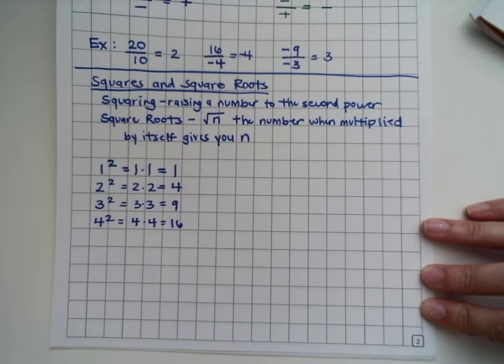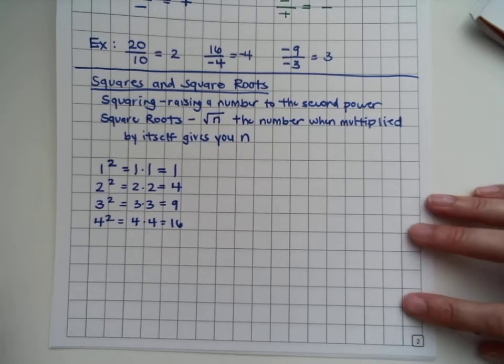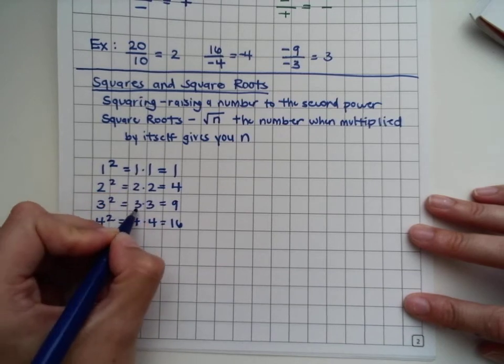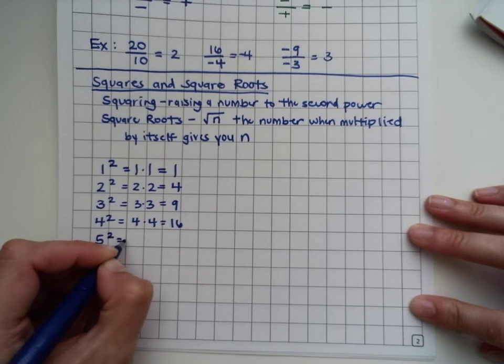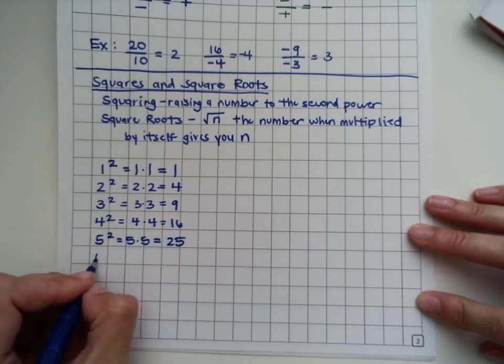So the length and the width are the same because they are squares. You can think of it as area. They can't be rectangles, so the length and the width have to be the same. Just like here, 1 times 1, 2 times 2, 3 times 3, 4 times 4. We can have 5 squared, which is 5 times 5, which is 25.